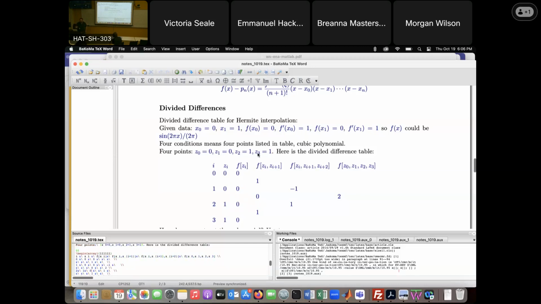Okay. Notice f of x naught is 0. f of x1 is also 0. In other words, all the y values are 0. So that's why this column is all 0.